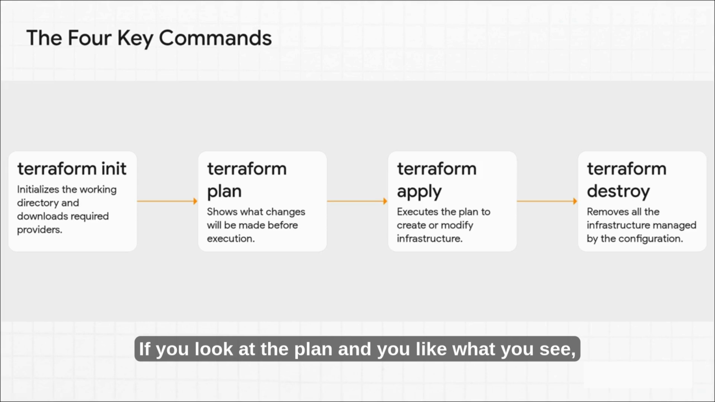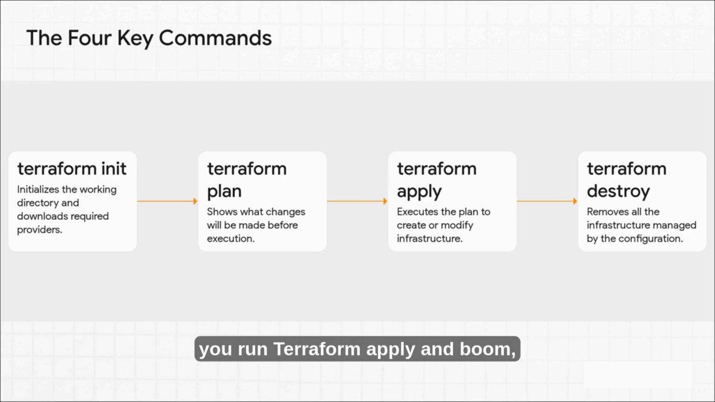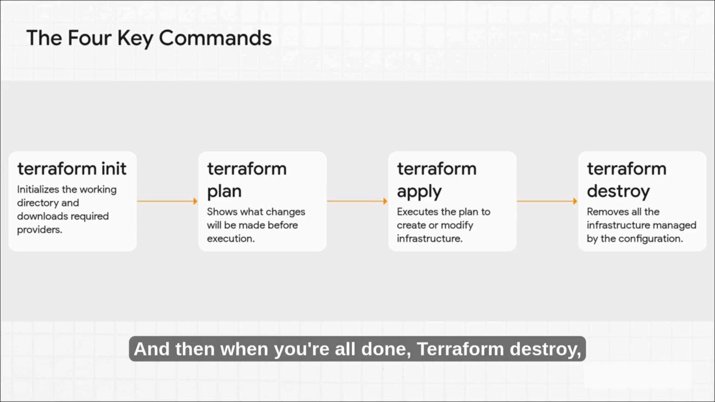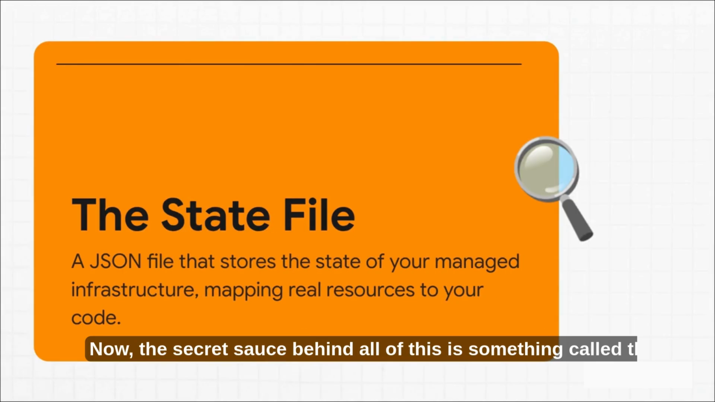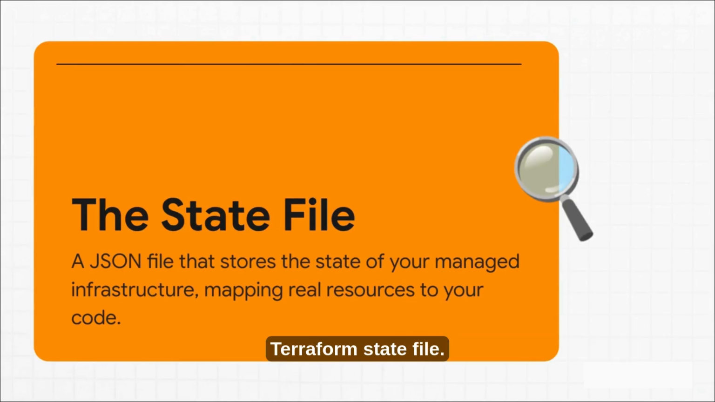If you look at the plan and you like what you see, you run Terraform apply, and boom, it builds it all for you. And then when you're all done, Terraform destroy, tears it all down. It's this simple, predictable cycle. Now, the secret sauce behind all of this is something called the Terraform state file.